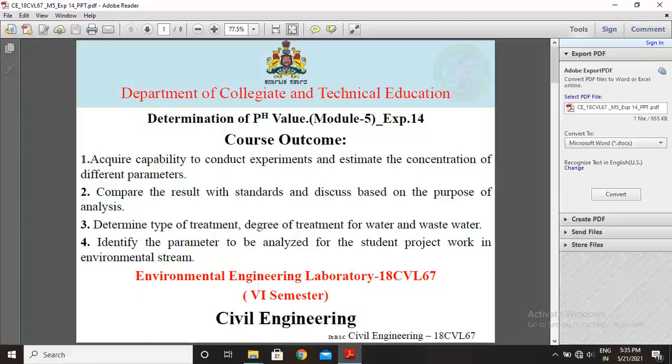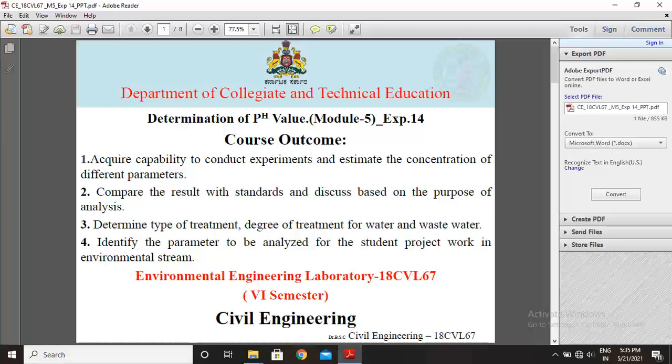Today I want to start experiment 14. The title of this 14th experiment is determination of pH value of the given sample. Based on this experiment title and with respect to this subject, 4 course outcomes are prepared. Let us see those 4 course outcomes.